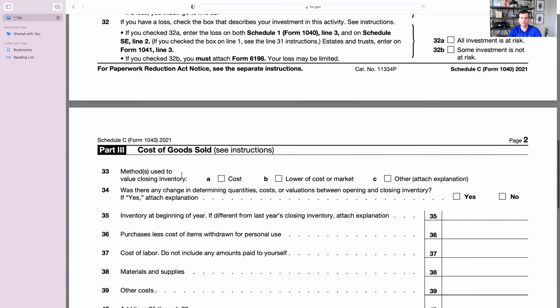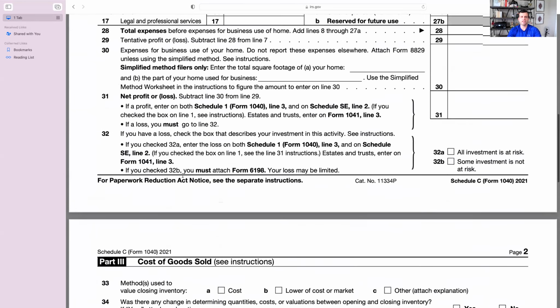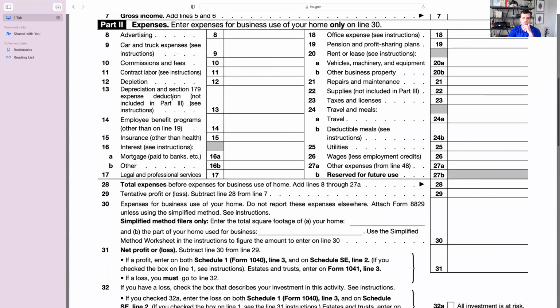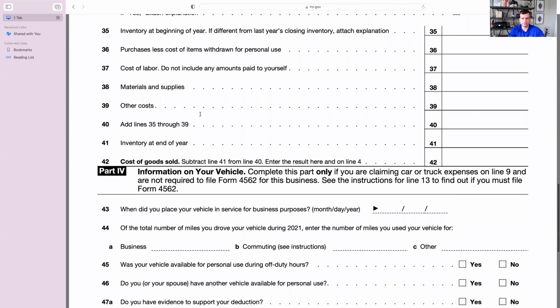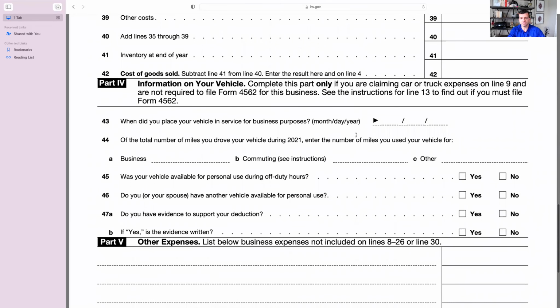Let's go back here to the other line item that is important, which is car and truck expenses. Now, what I recommend with this is that you use a mileage app like MileIQ to track your mileage, but this is where it will matter, in that section there. And when you look down here, it'll ask you some questions about your vehicle and stuff.